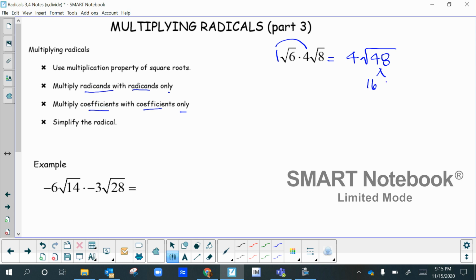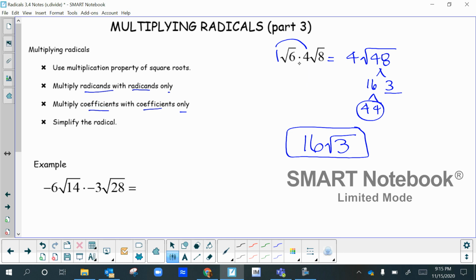So 16 times 3. And then I know 16 is a perfect square, so I'm going to circle that and underline the 3. So the 4 is going to come out and join the 4, which makes it 16, and then radical 3. So this is the simplified answer of that multiplication problem.